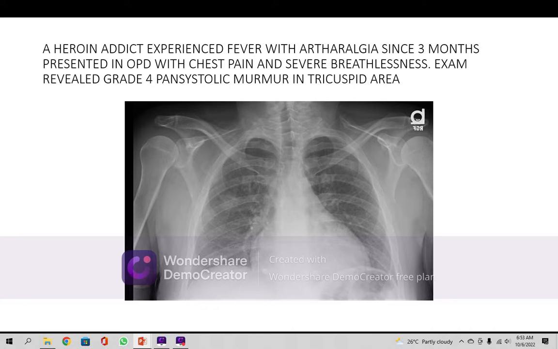So go for the investigations. For this you can do HRCT to confirm more of these lesions which are seen here. They are small ones. And then go for the specific investigations for bacterial endocarditis. Echocardiography should be done, with tricuspid regurgitation and a grade 4 pansystolic murmur in the tricuspid area. Go for it and see any vegetations on it. You can also do CT angiogram of the lungs for more confirmation of the embolism.